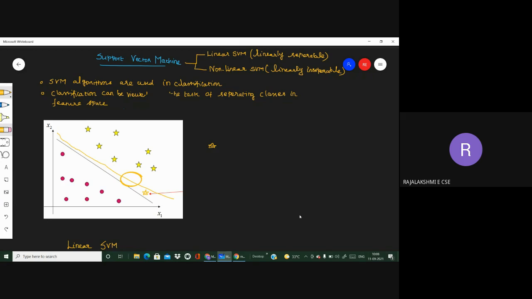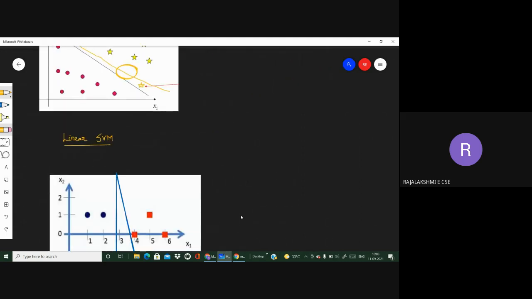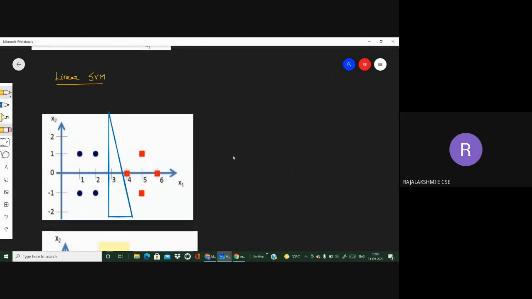As I already told you, the support vector machine has two types: one is linear SVM, another one is non-linear SVM. Linear means it is linearly separable, but non-linear means linearly inseparable. Using linear functions or a linear formula, it is not possible to separate the classes. That's why we move to non-linear SVM. For linear SVM, as usual, we can go through some problems so that you can understand it very clearly.